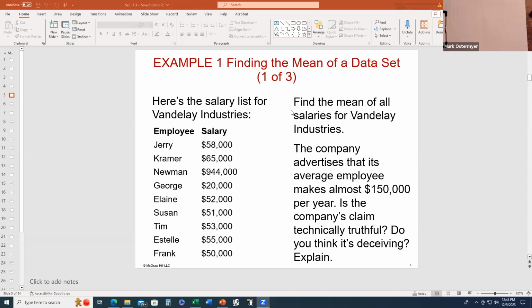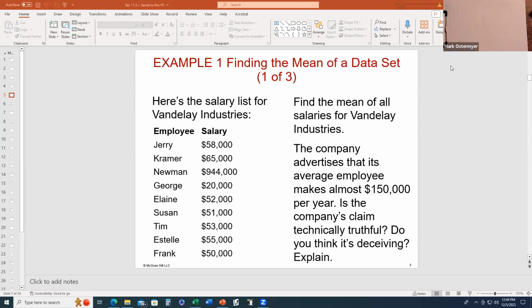All right, here's an example. Here's an example of finding the mean of a data set. Suppose we have a list of salaries for Vandalay Industries. I'm not sure what that company is. I've never heard of it in my life, but that's not important. What's important is that we have some salaries from various employees.